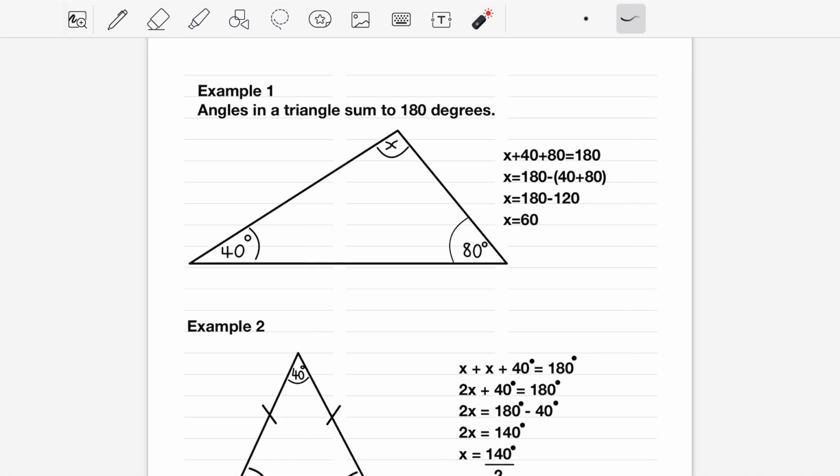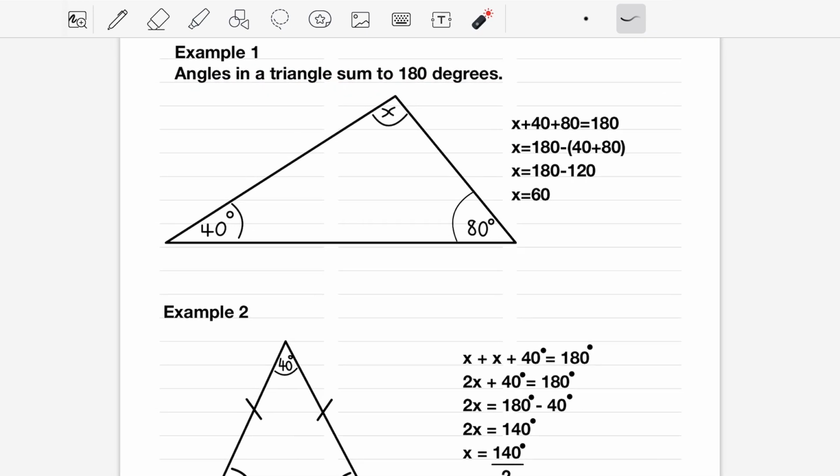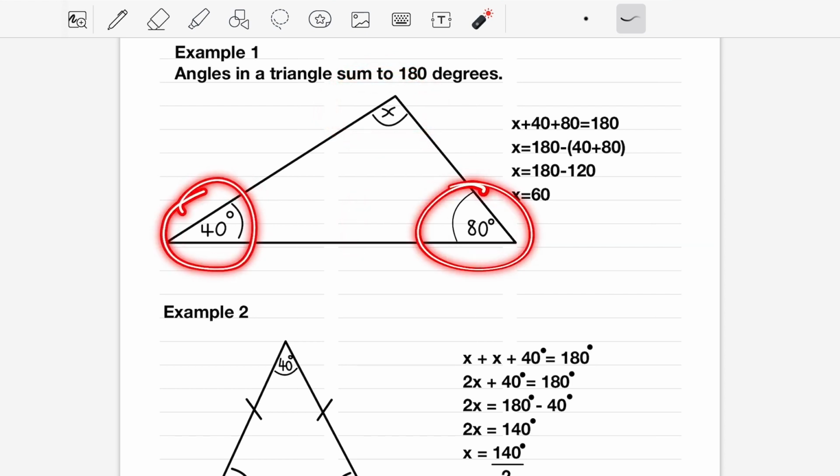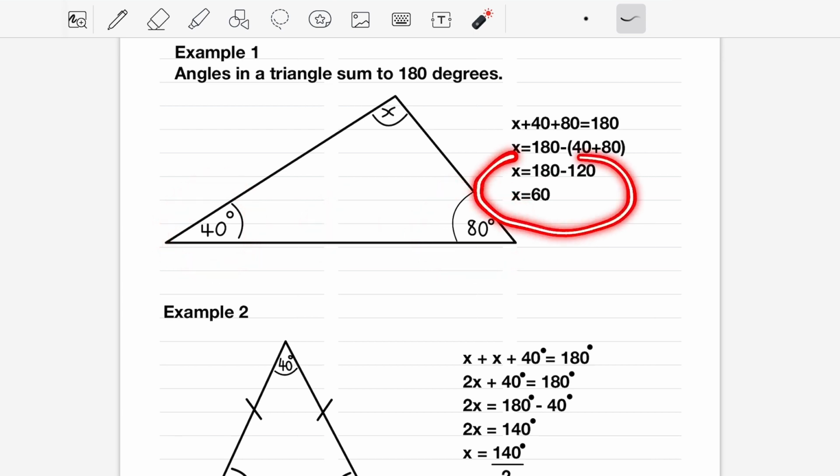In a triangle, the angles sum to 180 degrees. This example shows us that this angle plus this angle plus this one will all add up to 180. So 40 plus 80, which is 120. If we take that away from 180, we will get 60 degrees.